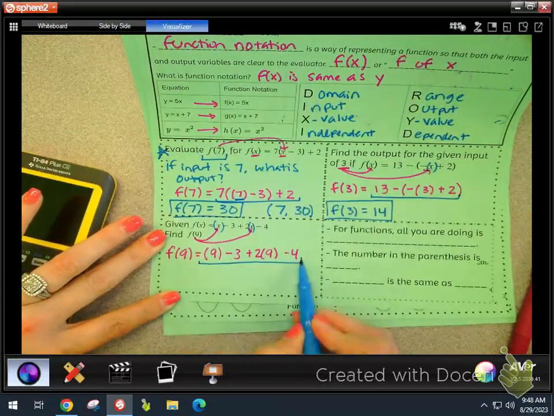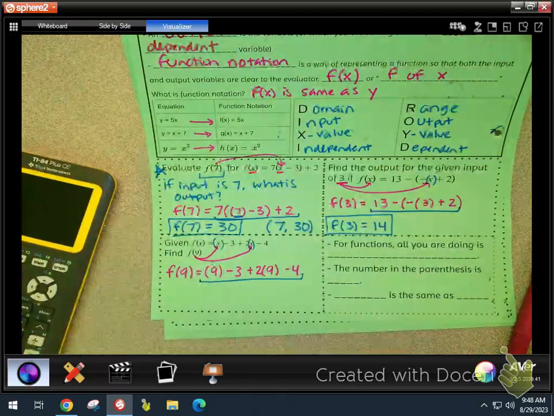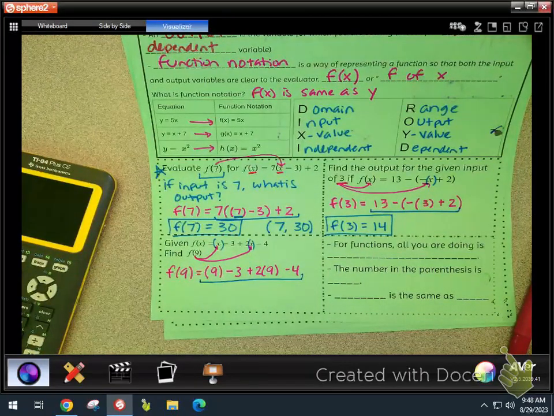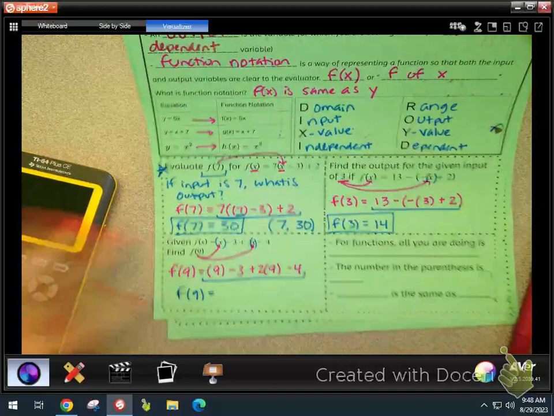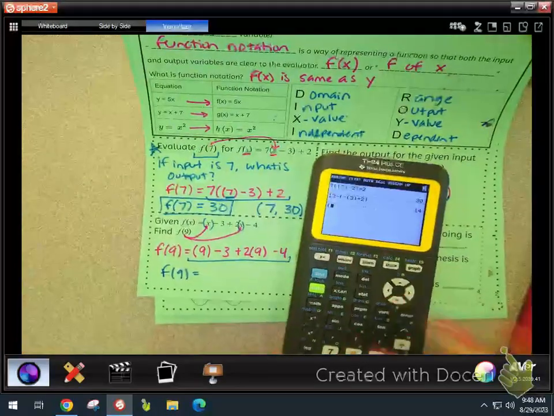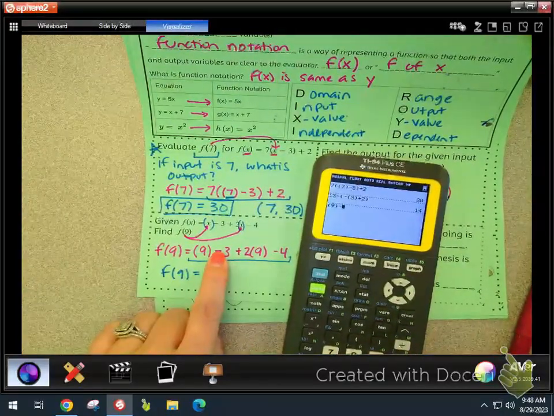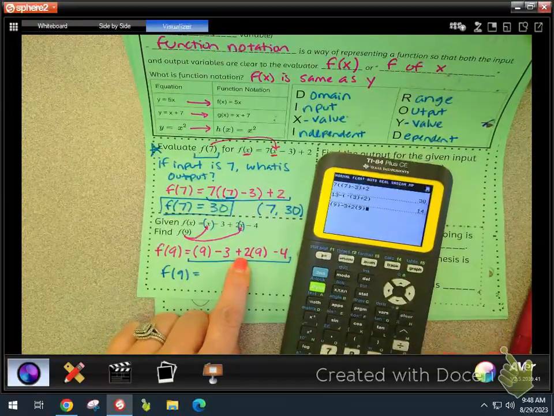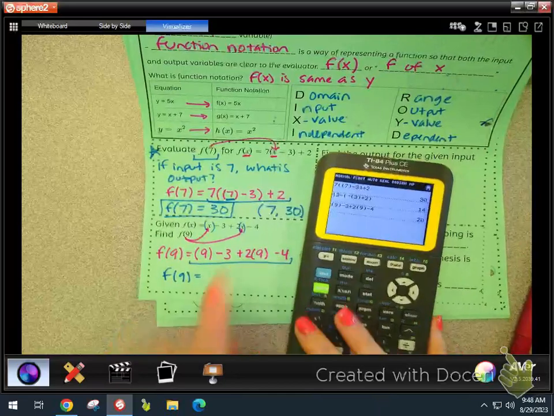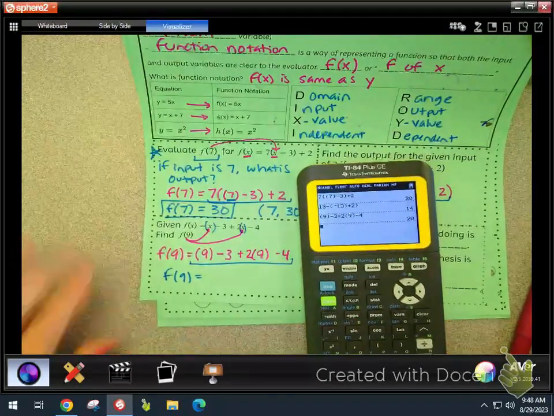And all I have to do is put in the right-hand side. Y'all see how I keep underlining the right-hand side? It's important you know you're only typing the right-hand side in. And your calculator is going to follow PEMDAS, and it's going to give you the output for when the input is 9. You need to type it exactly how you write it. 9, in parentheses, minus 3, plus 2, parentheses, 9, minus 4, enter. What's our output? 20.